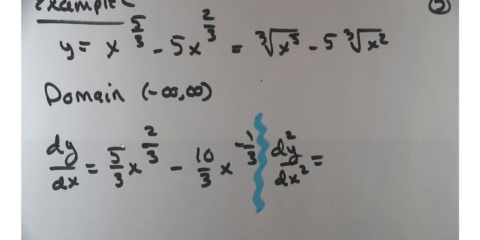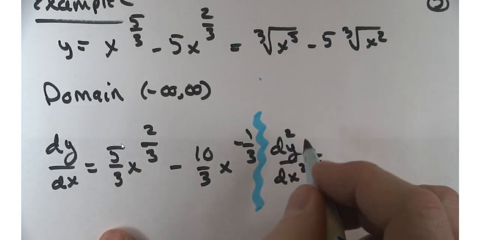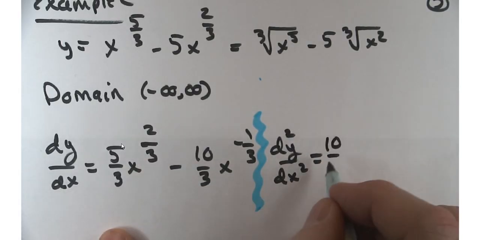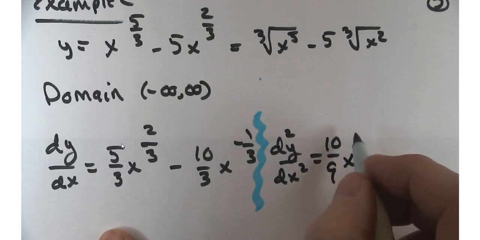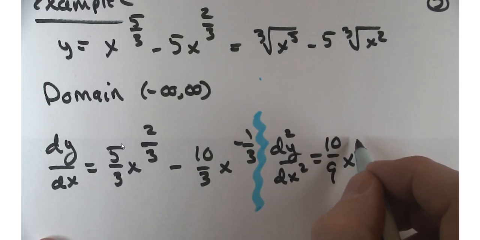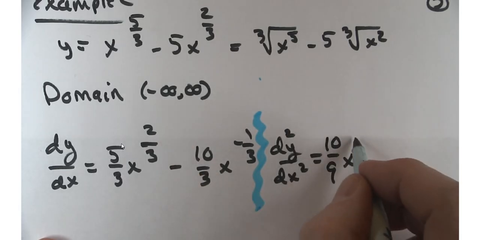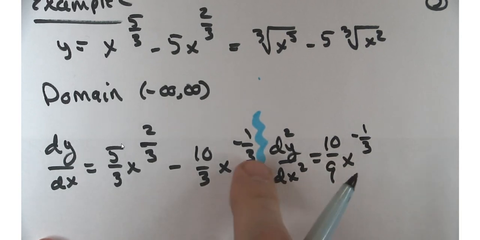Aram, what would be the second derivative here, please? What do you get when you differentiate? 2/3, so it'd be 10/6. 10/9, right? 'Cause 3 times 3, yeah. 10/9, x to what power? Well, if we subtract 2/3 minus 1 would be negative 1/3. And then let's keep going.